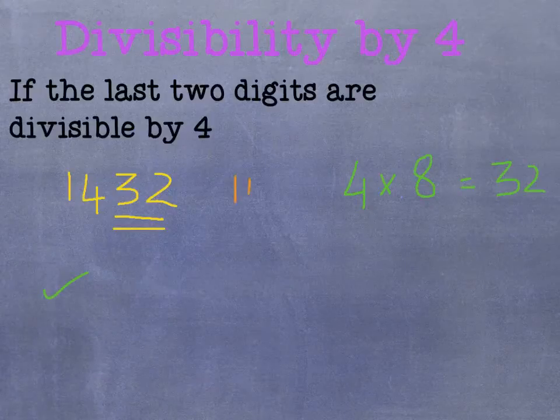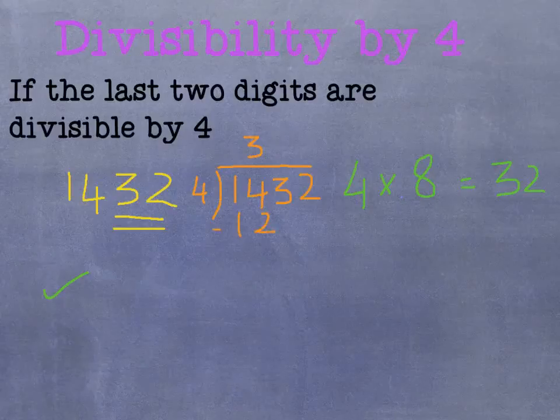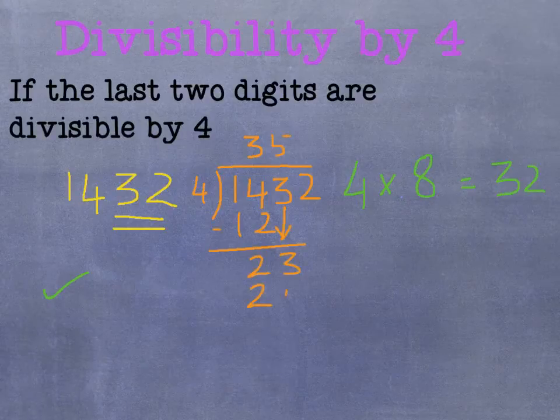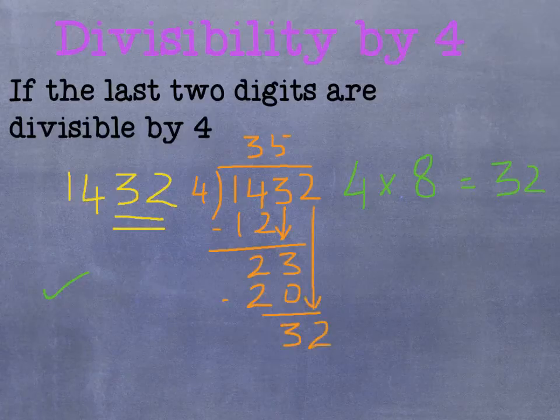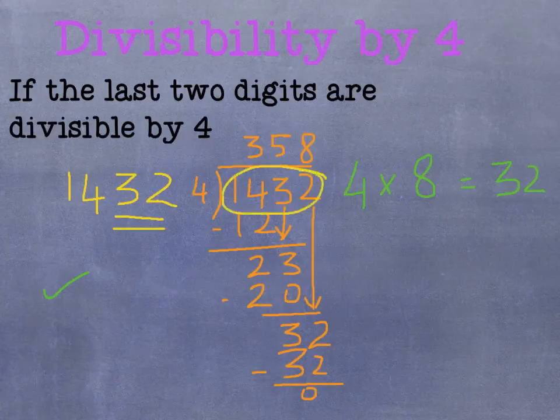Let's just check it over here. 1432 whole thing divided by 4. 4 times 3 is 12. On subtracting we get 2, bringing down 3. We have 4 times 5 as 20. On subtracting we get 3, bringing down we have 2. 4 times 8 is 32. On subtracting we get the remainder as 0. So therefore 1432 is exactly divisible by 4.